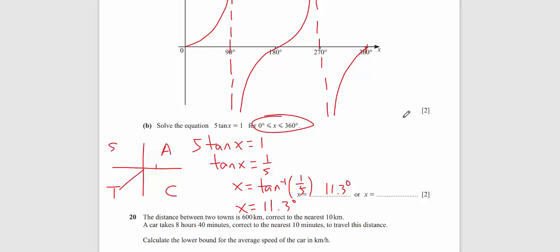So we know this one. Another value for the angle will be 180 plus the angle in the first quadrant, 11.3 degrees. Then we have 191.3 degrees as the second angle.